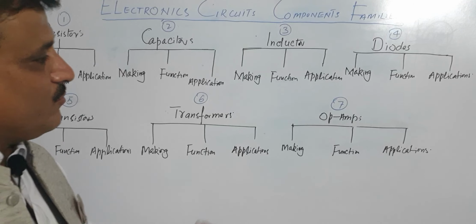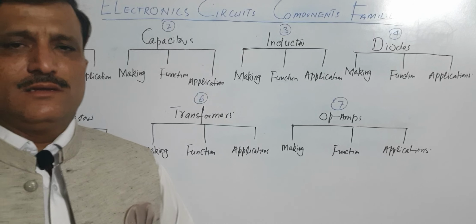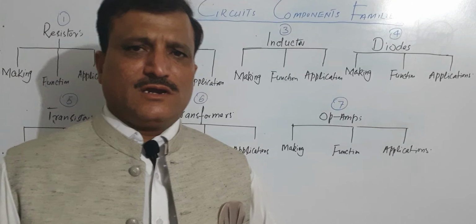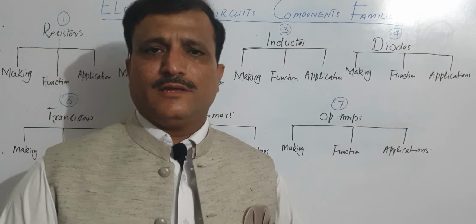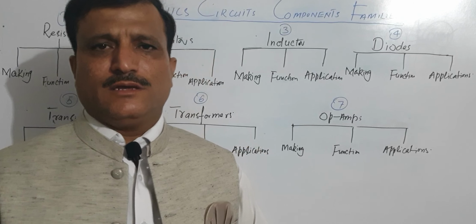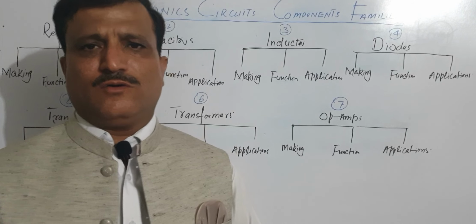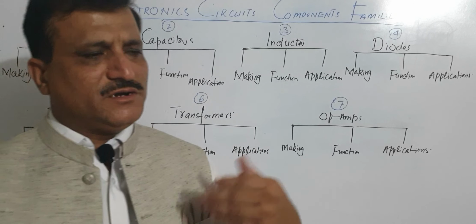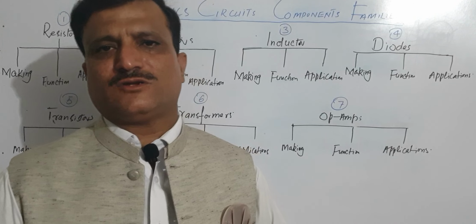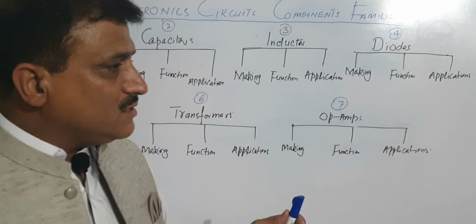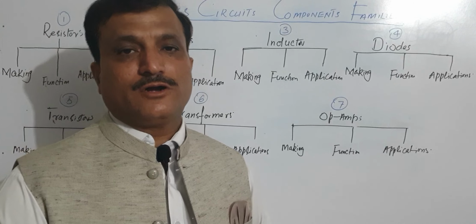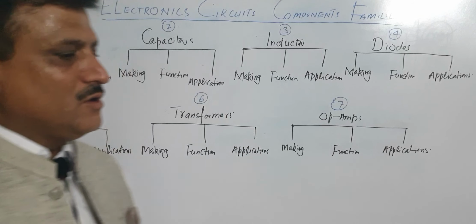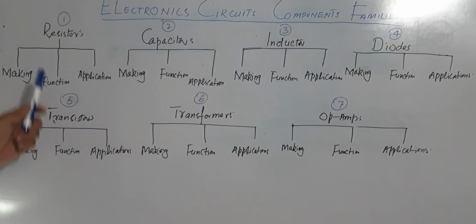important component is the operational amplifier, because in today's industrial applications, you can see that we are able to design analog to digital converters, digital to analog converters, current to voltage converters and voltage to current converters, integrators, and differentiators. These are very advanced topics in the field of electronics. All those circuits are made from the operational amplifier. So the operational amplifier is also one of the important components of electronic circuits. So let's start from the very first component, the resistors.